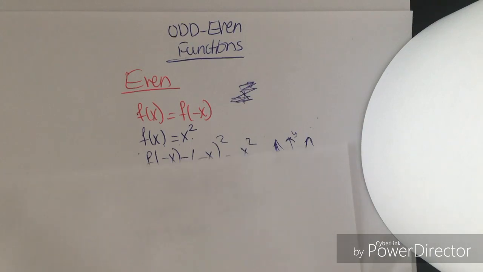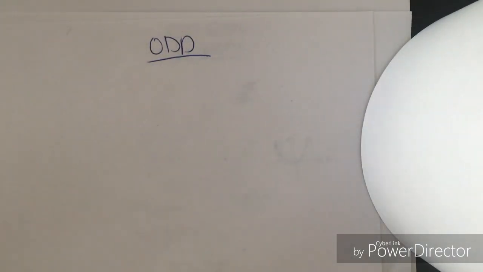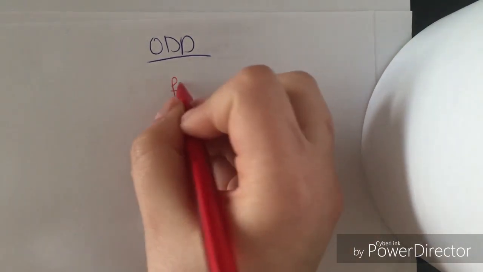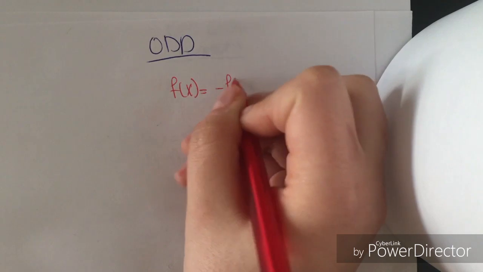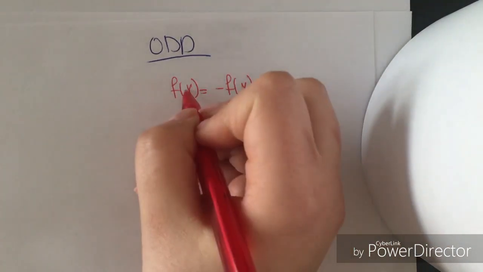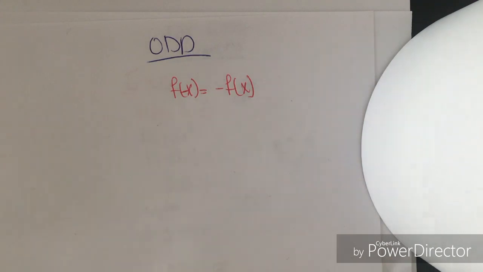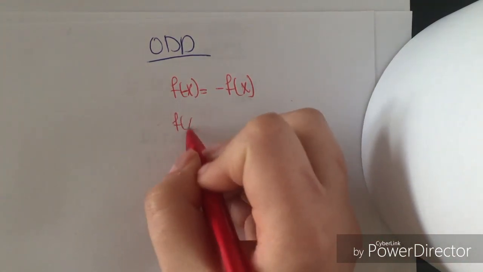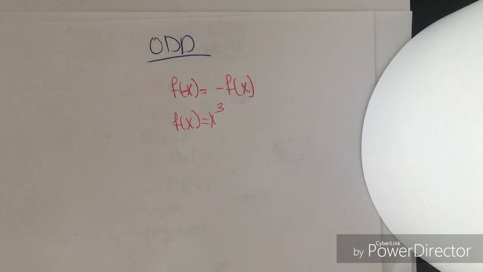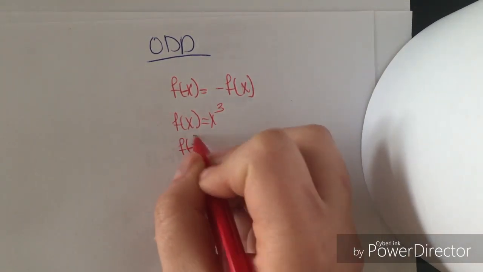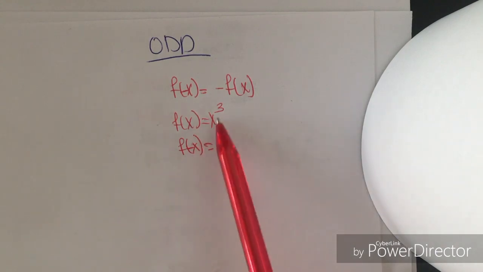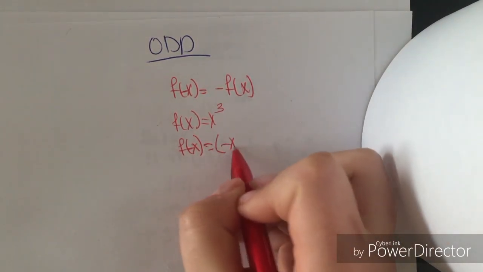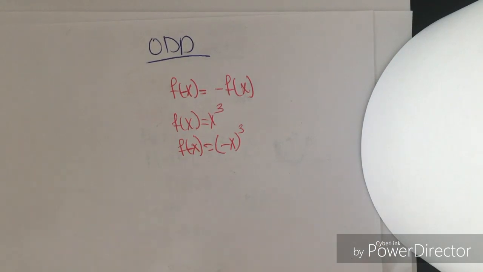Now, if we take a look at odd functions, then f of negative x equals negative f of x. What does this mean? If we have f of x equals x cubed, a cubic function, and we're trying to find f of negative x, whenever we see x, we put negative x. So it's negative x, quantity, cubed. This is the same as negative x cubed.